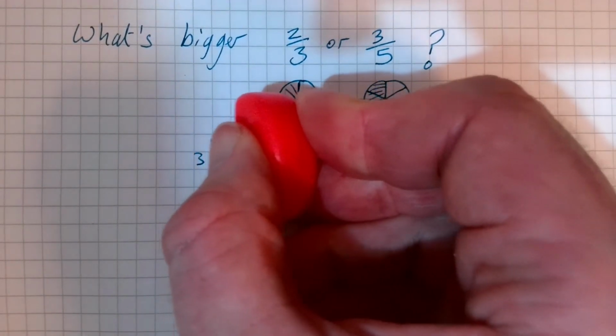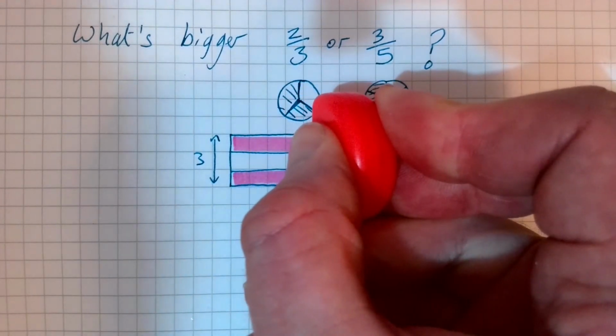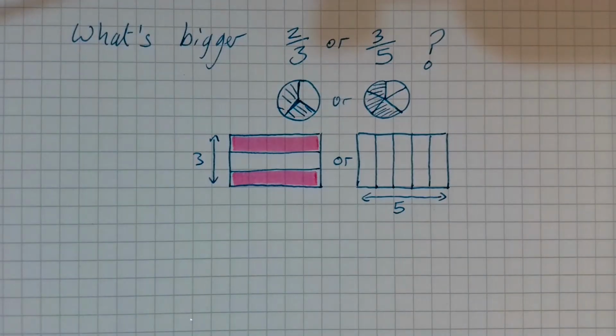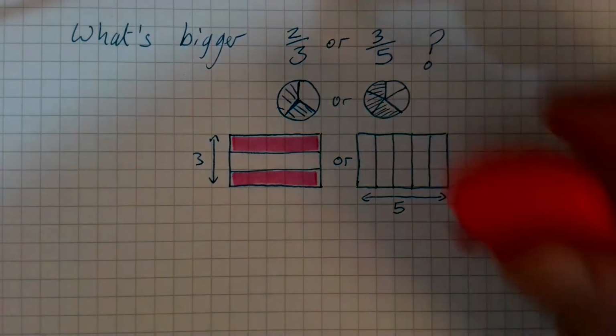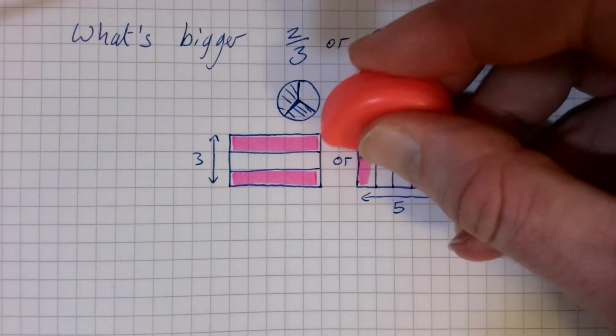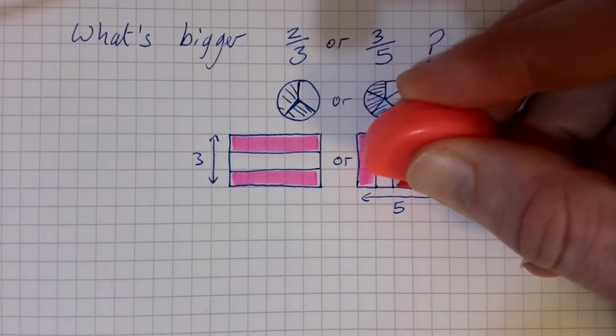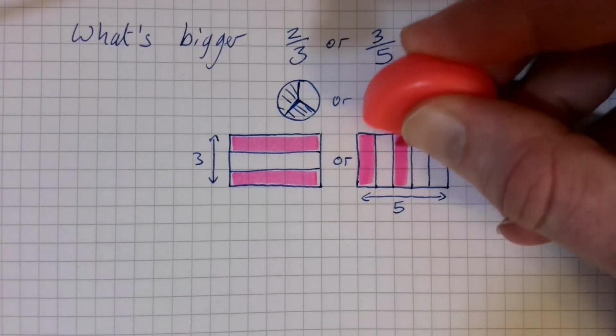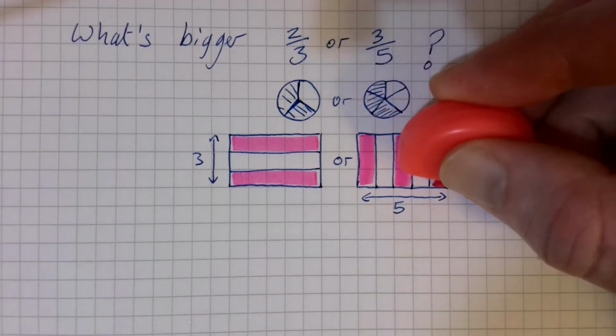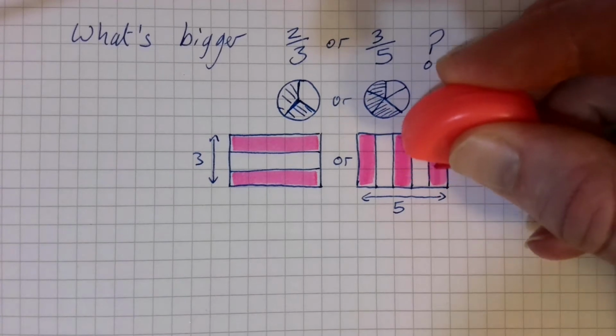I'm going to do 2/3, and I'm going to make them look nice and definitive by not doing the ones that are next to each other. And then I'm also going to do my 3/5, 1/5, there's a 2/5, and there is a 3/5.